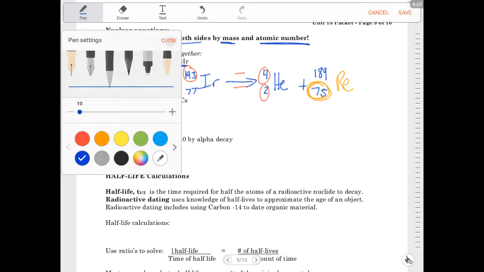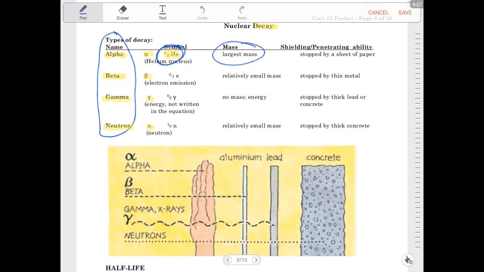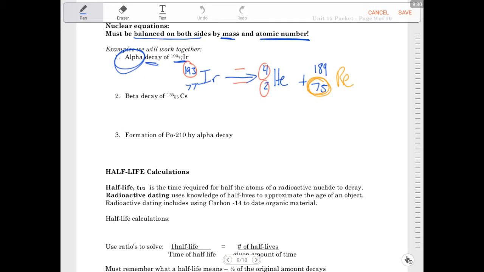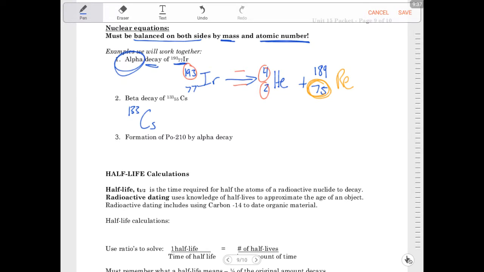If you don't remember what beta decay is, let's go back and take a look. Beta decay is electron emission. So this is the particle that we're going to lose. The same process is going to hold true. So we've got down what we have. We've got cesium-133. The atomic number is 55. It's going to undergo beta decay, so we're going to draw our arrow. It's going to lose an electron.